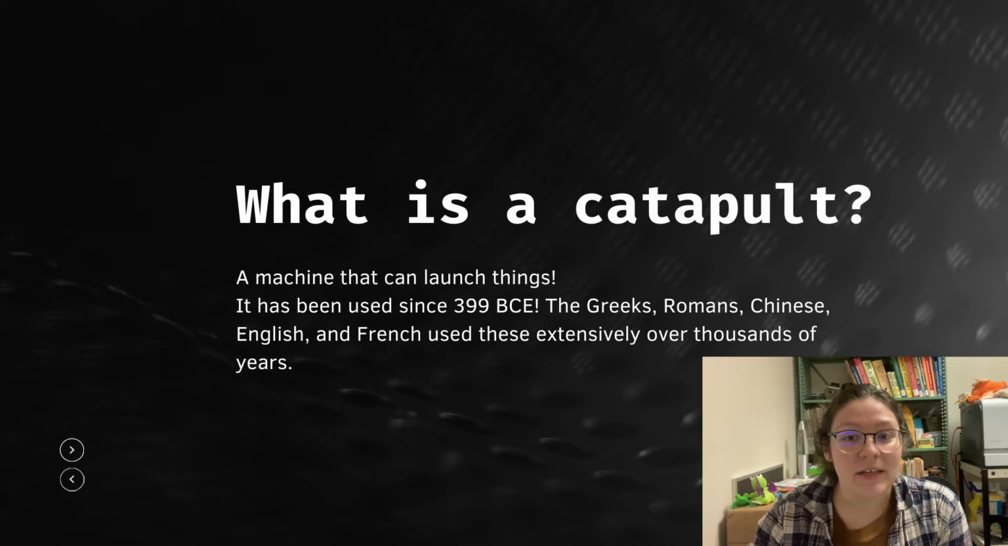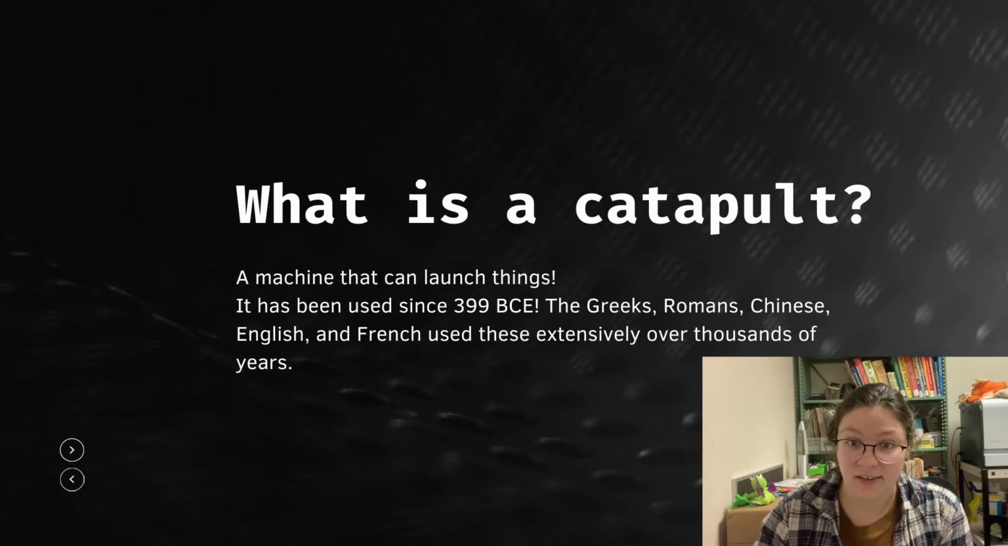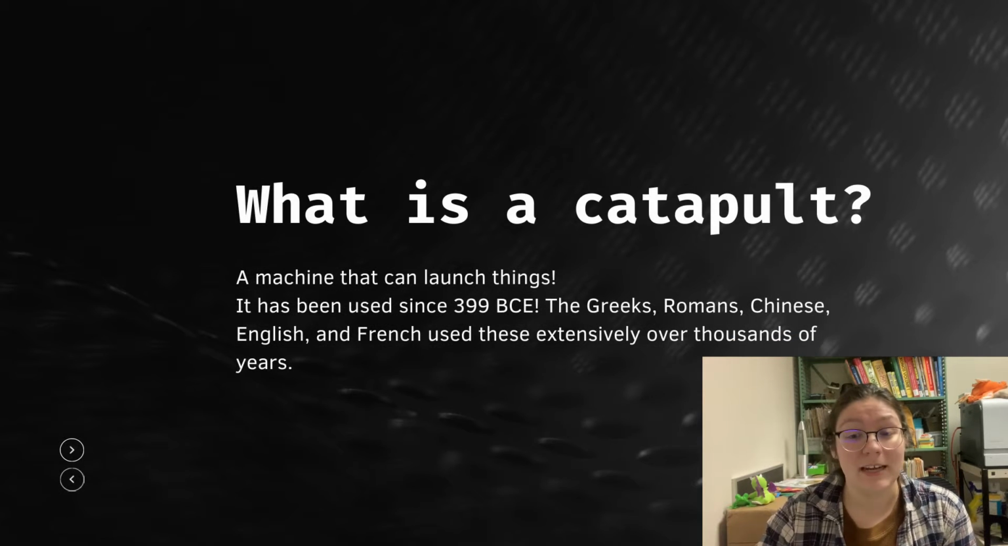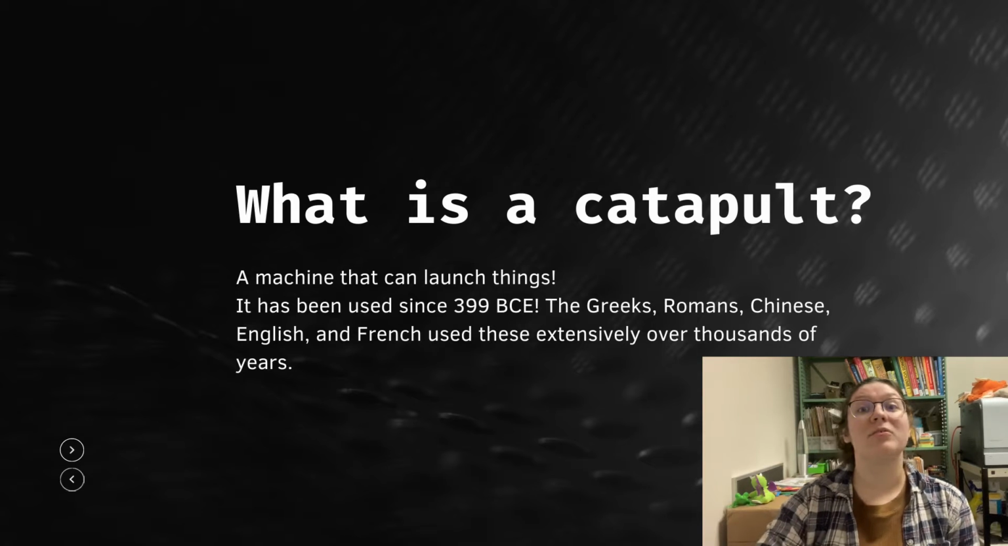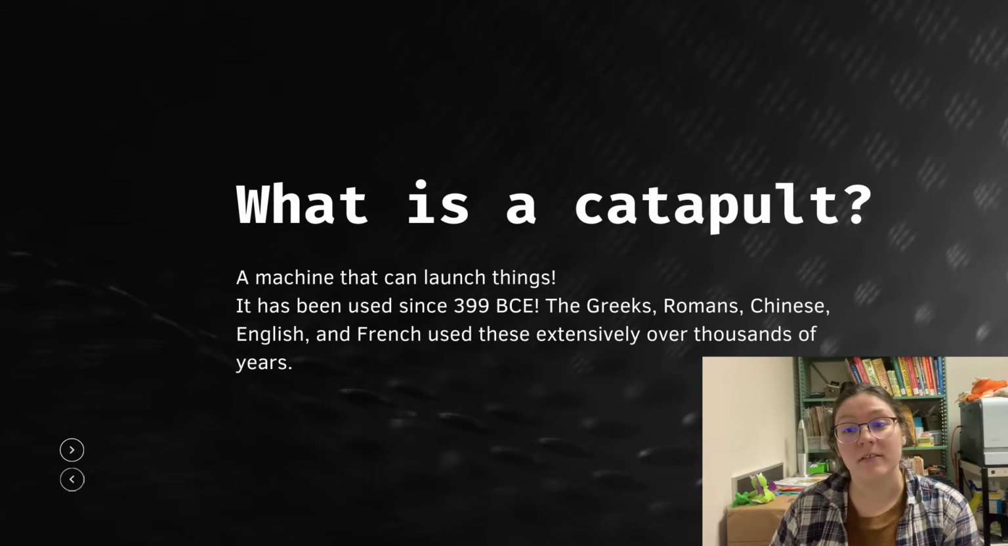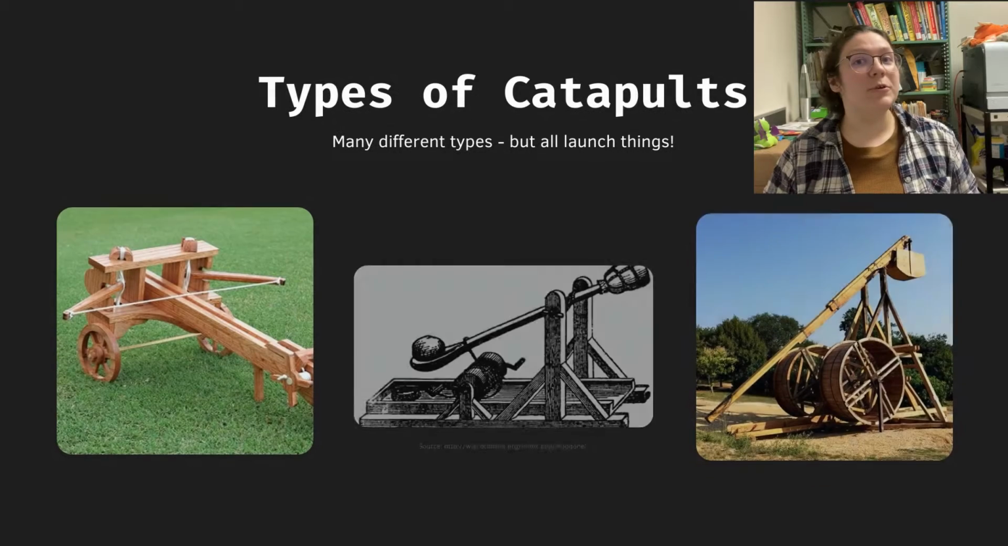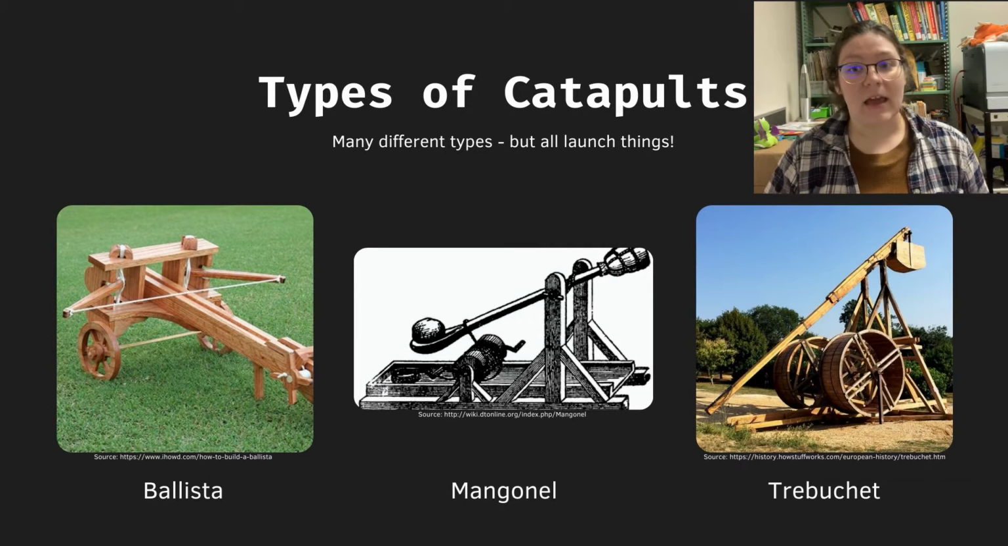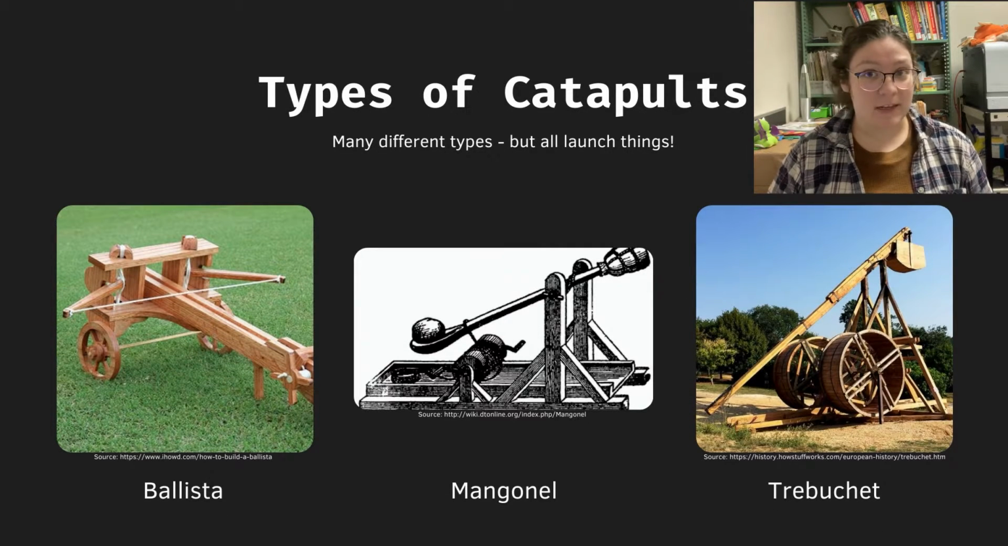A catapult is a machine that can launch things, and they've been used for a really long time, since 399 BCE. That's a super long time ago. A ton of different people have used them over time, including the Greeks, the Romans, the Chinese, the English, and the French. They've been used in order to protect themselves and to wage war against others. There are a few different types of catapults, and they all have different names and function a little bit differently, but the thing they have in common is that they all launch things.